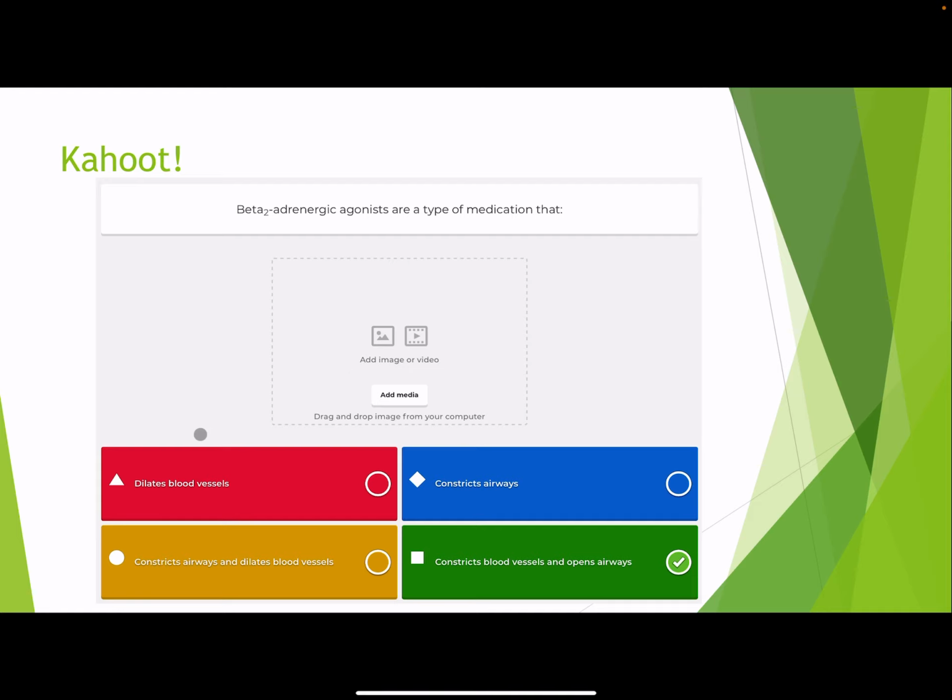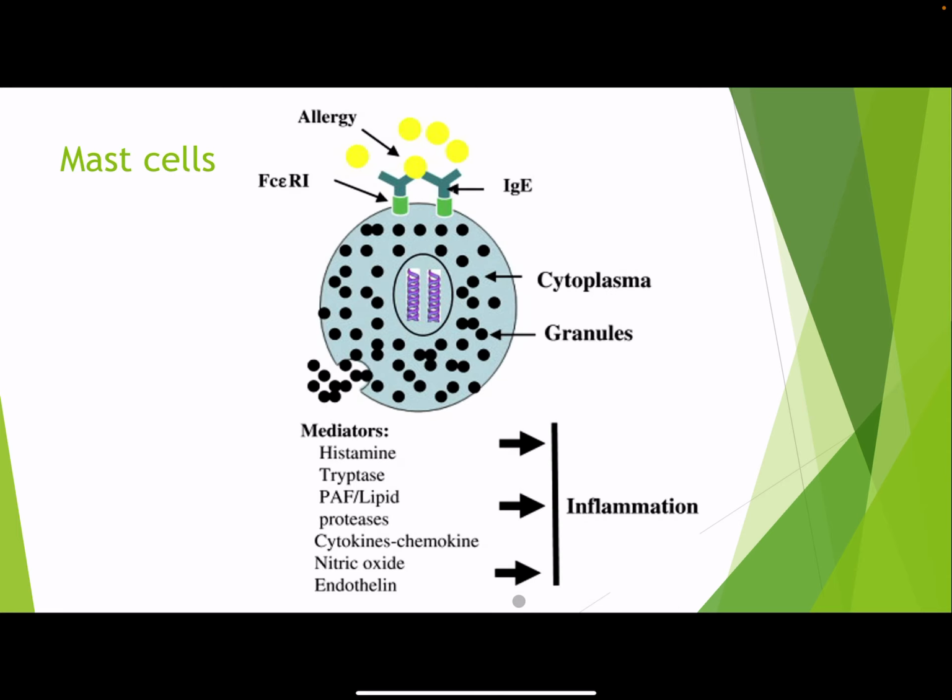So again, we just want to talk about this. Beta adrenergic is basically your adrenaline. It's a component of epinephrine, and it actually causes a constriction of blood vessels to increase your blood pressure so you can get nutrients where you need it. It opens up the airway so that you can get more oxygen into your body. Constricting airways and dilates, that's the exact opposite of what we just talked about, so that makes this one actually the correct one. So then we have the next topic, mast cells, histamine, how they affect, and all that other things.